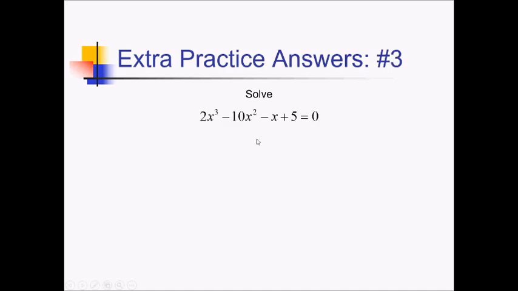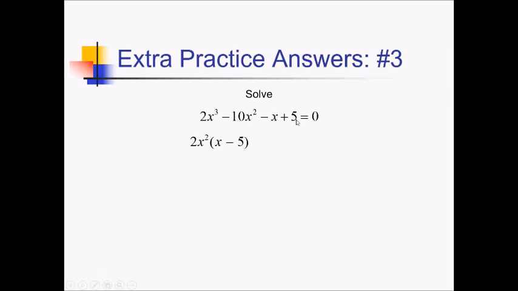For this problem, first I look to take out a common factor. It doesn't look like I can take something out of all the terms, but what I can do, since I've got 4 terms, is try grouping. So for the first 2, it looks like I can take out a 2 and an x squared. That'll leave me with an x and a minus 5.